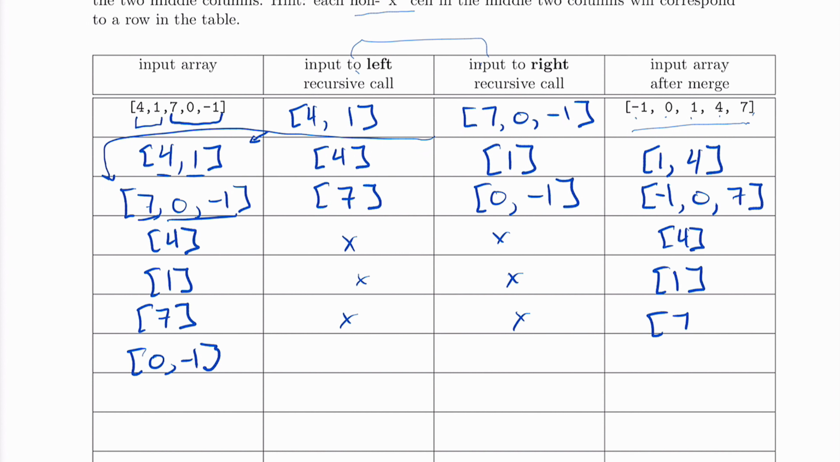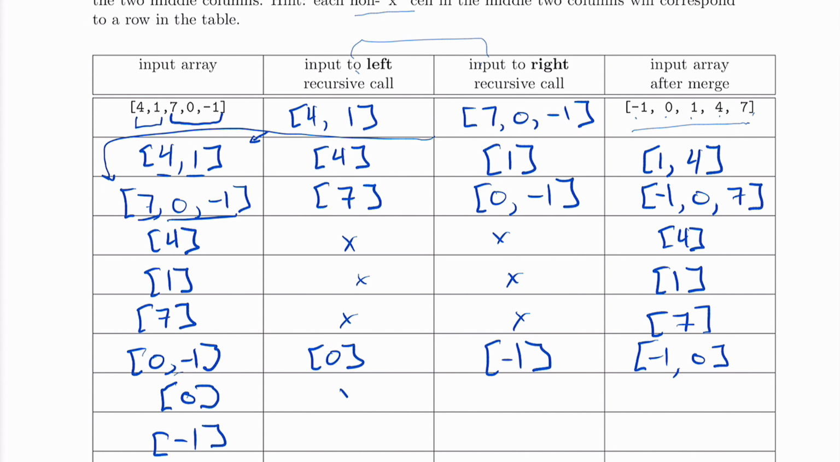4, 1, 7. Okay, so then this next row, 0, -1. Well, it gets split, right? 0 goes one side, -1 goes on the other. And then after we do the merge, it's going to be -1, 0. But we need to copy these down. 0, -1. And they don't make any recursive calls because they're one element arrays.